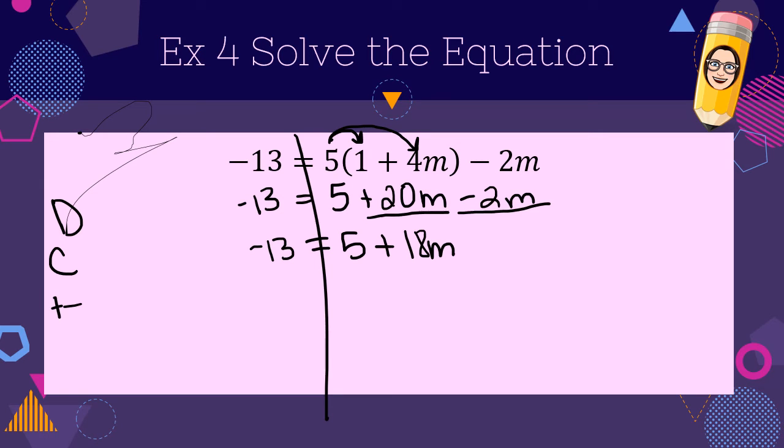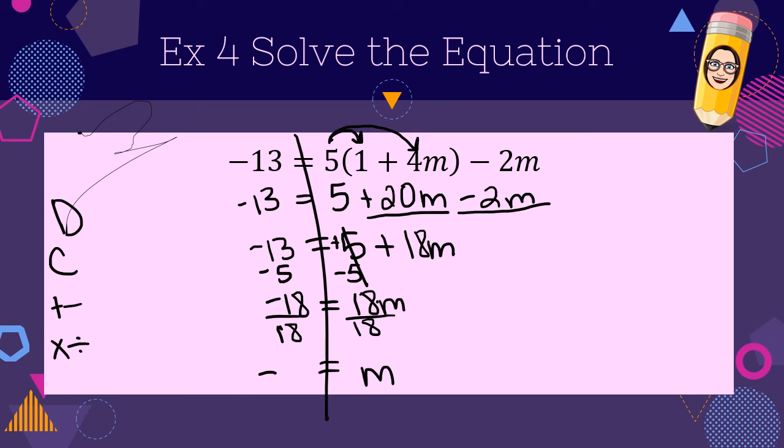Next, undo any addition or subtraction. Instead of a positive 5, let's subtract 5. Opposites go away. I've got a negative 18 equals, and the 18m falls down. Undo any multiplication or division. Instead of times 18, let's divide by 18. M equals a negative 1.